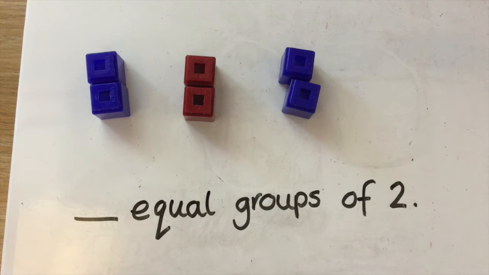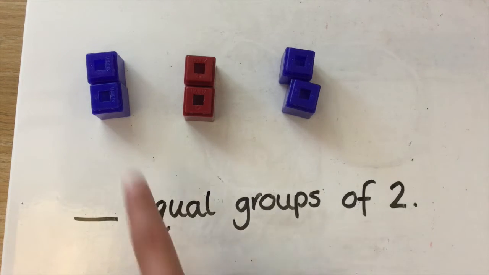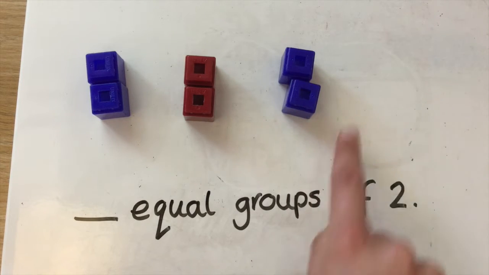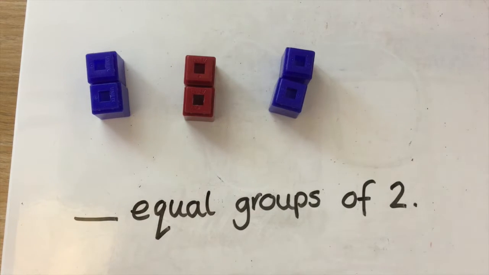I've got none left over. Let's double check that they've all got the same amount. 1, 2, 1, 2, 1, 2. Okay, so I've got some equal groups of 2. I would like you to write down how many equal groups of 2 I have got. So how many groups have I got? Write that down in your books now.